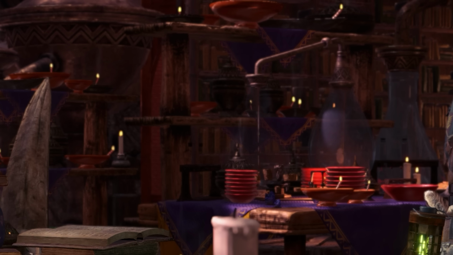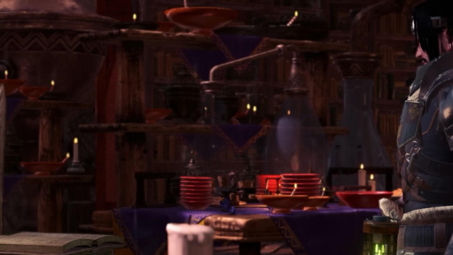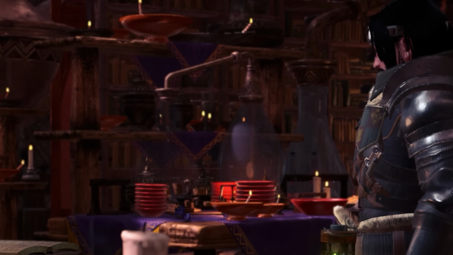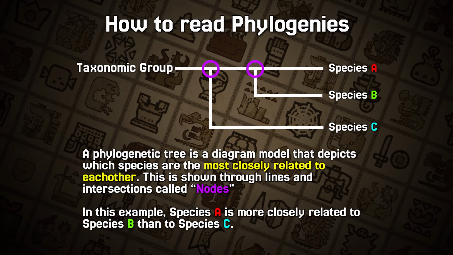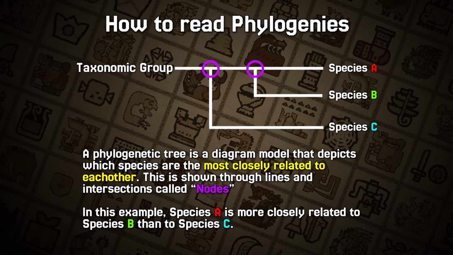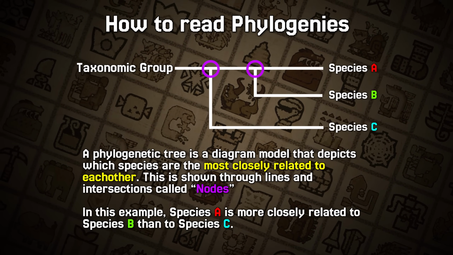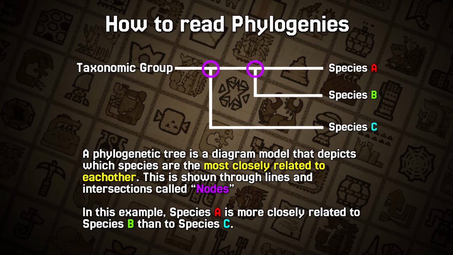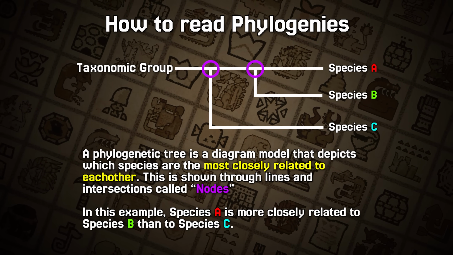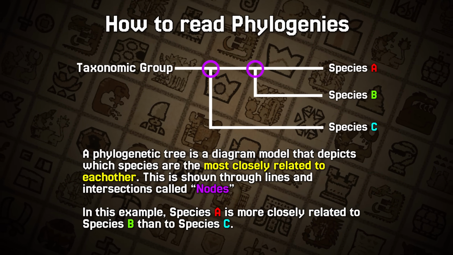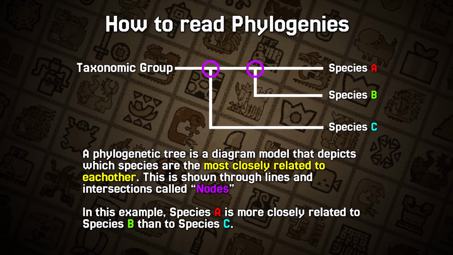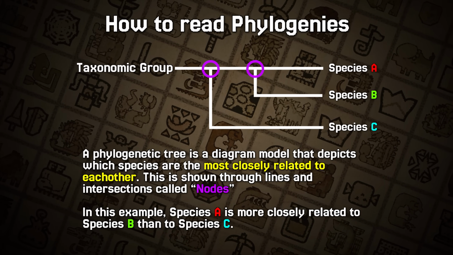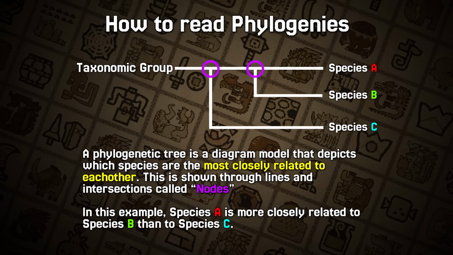I'm sure many of you learned this at school, but for those that did not, and those that forgot, here is a quick refresher. A phylogenetic tree allows you to depict which species are the most closely related to each other by connecting them via these branching paths. These T-shaped branch points are called nodes and represent the last point in time in which the species connected to the node shared a common ancestor.